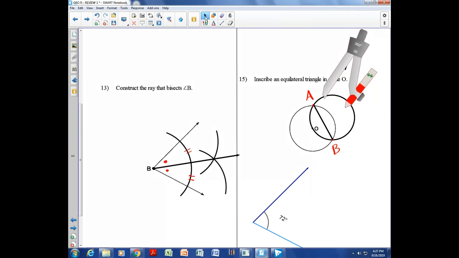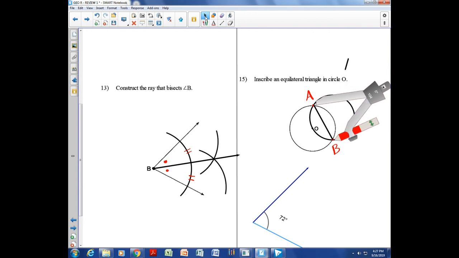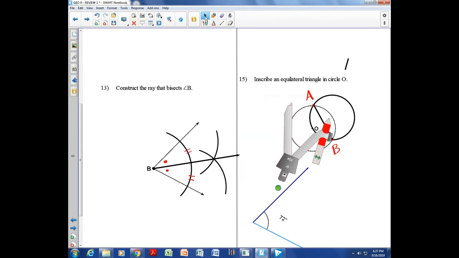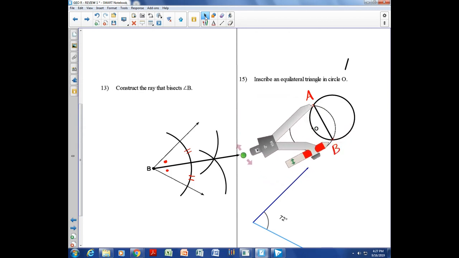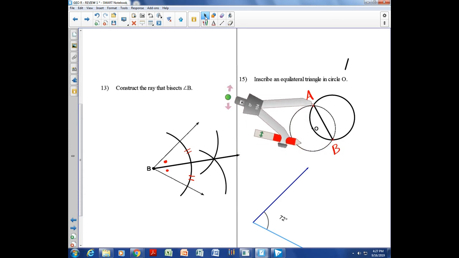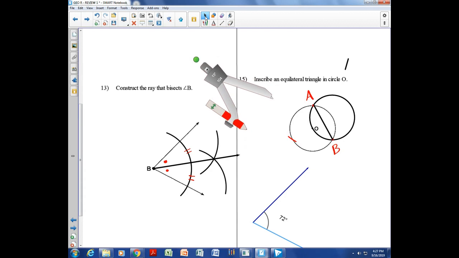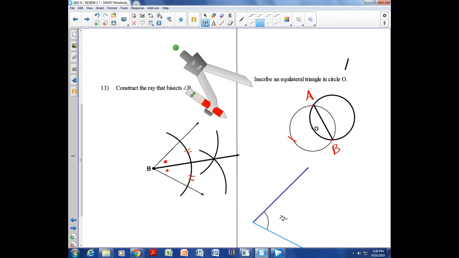I'm going to put the pointer on A, and I'm going to open it to B, and I'm going to keep the pointer on A and measure the distance to B, which is the side of my equilateral triangle. I'm going to keep the pointer on A and rotate my compass around, and when it gets near the circle, I'm going to start drawing and just intersect the circle right there, and that is my point C.